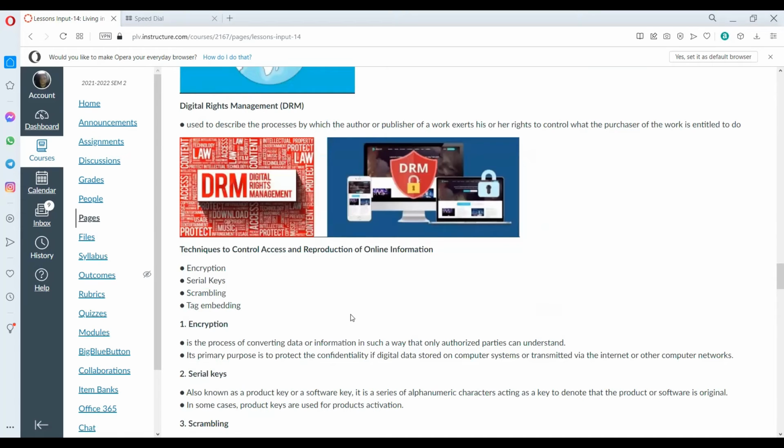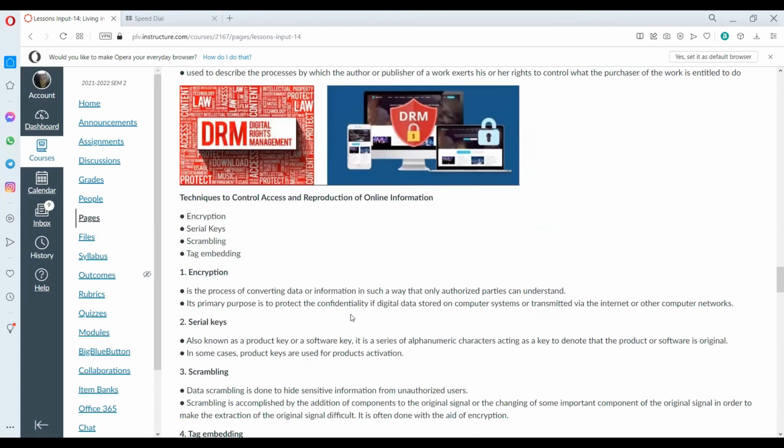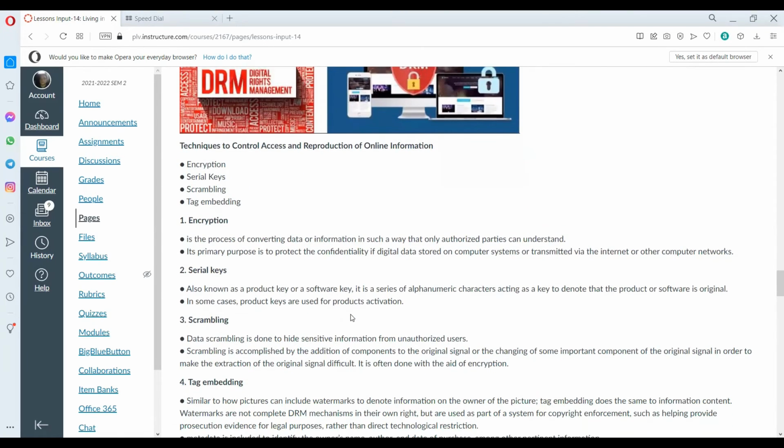Techniques to control access and reproduction of online information. It includes encryption, which is the process of converting data or information in such a way that only authorized parties can understand. Its primary purpose is to protect the confidentiality of digital data stored in a computer system or transmitted by the internet or other computer networks.